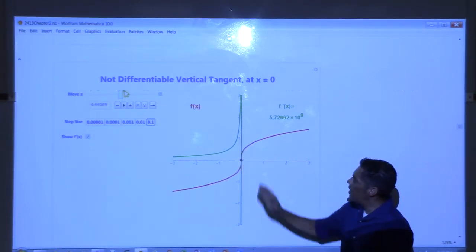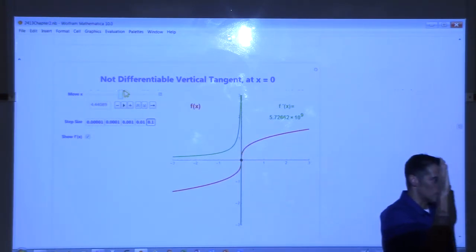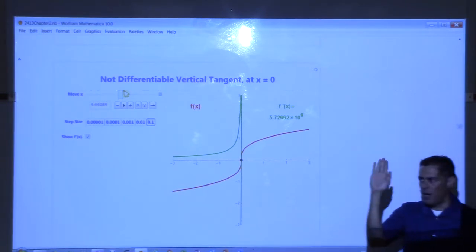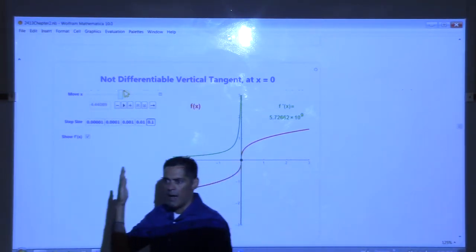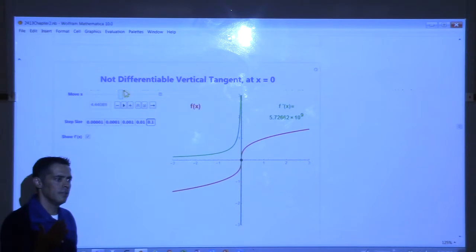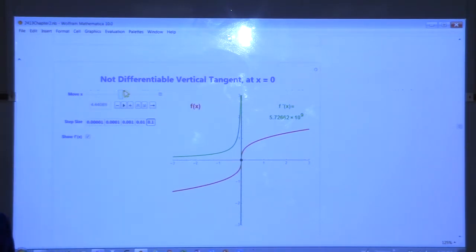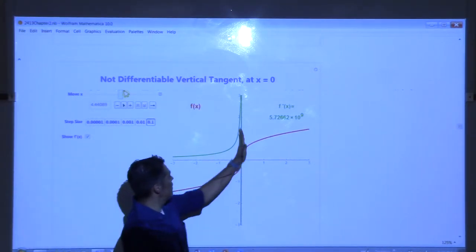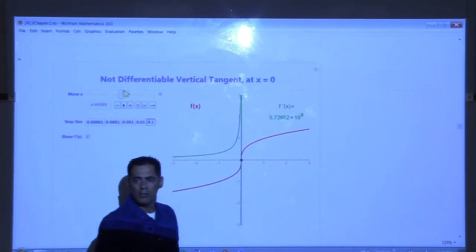And the problem with that is, what's the slope of a vertical line? It's undefined. And therefore, how can you talk about the derivative? Because the derivative is supposed to give you the slope of the tangent line. And if the slope is undefined, then the derivative cannot exist. So anywhere where you see a vertical tangent like this, your derivative won't exist.